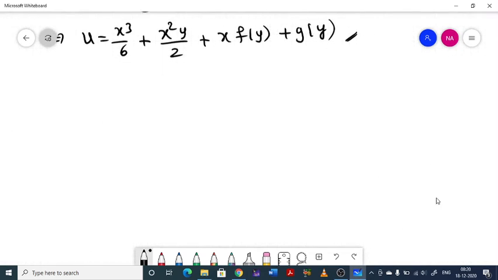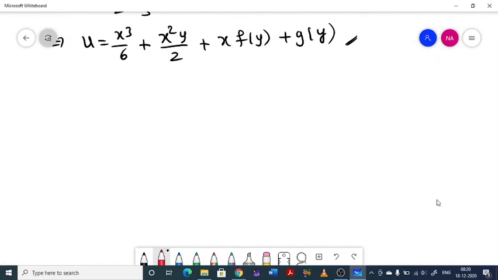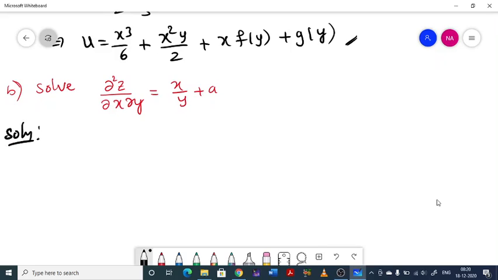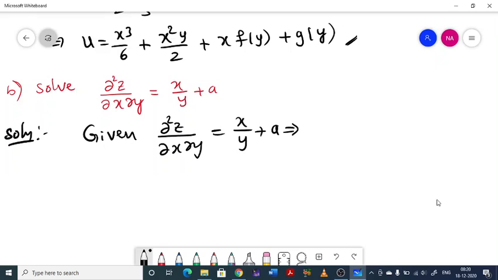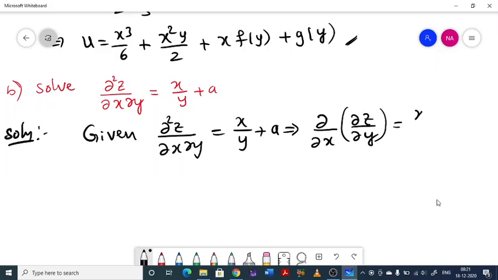So let us consider one more problem. Solve ∂²z/∂x∂y equal to x by y plus a. Solution. So given ∂²z/∂x∂y equal to x by y plus a. So I can write this as ∂/∂x of ∂z/∂y equal to x by y plus a. Now see, I have ∂/∂x.